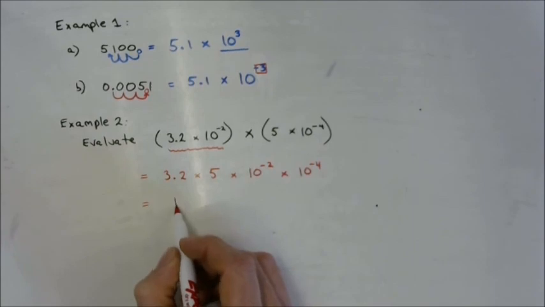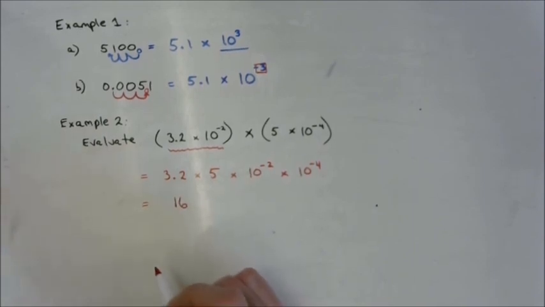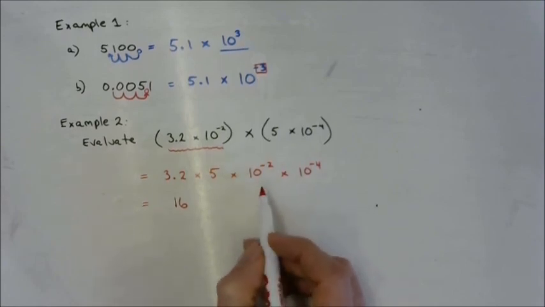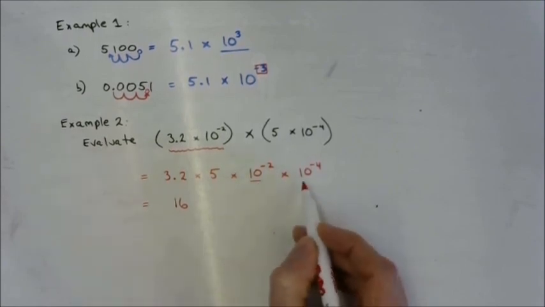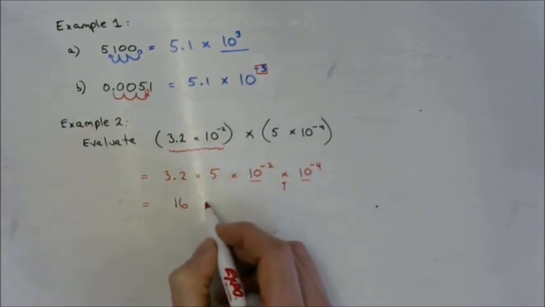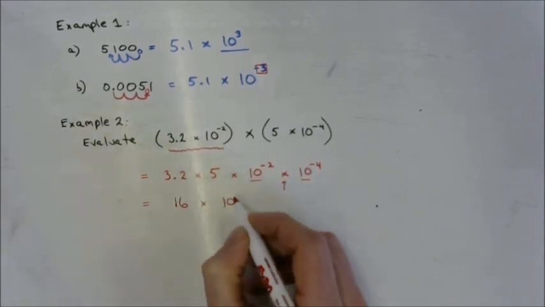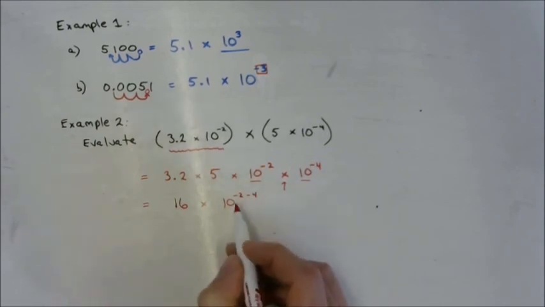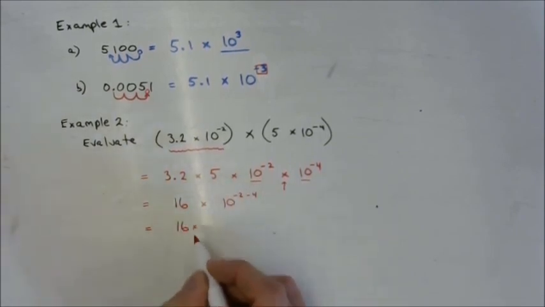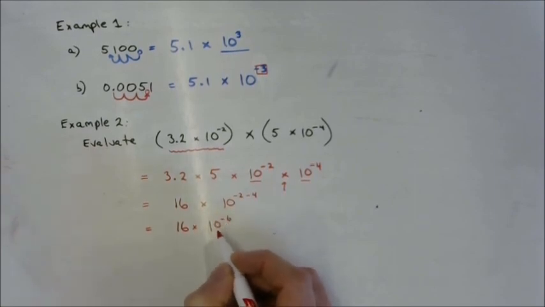If you can't do that in your head, do that in your calculator. Not a big deal. Okay? And now we can take our powers of 10. Well, we have a rule that says if we have the same base and it's multiplication, all we have to do is add the exponents. So here we have 10 to the power of negative 2 minus 4 in our exponent, which is 16 times 10 to the power of negative 6.